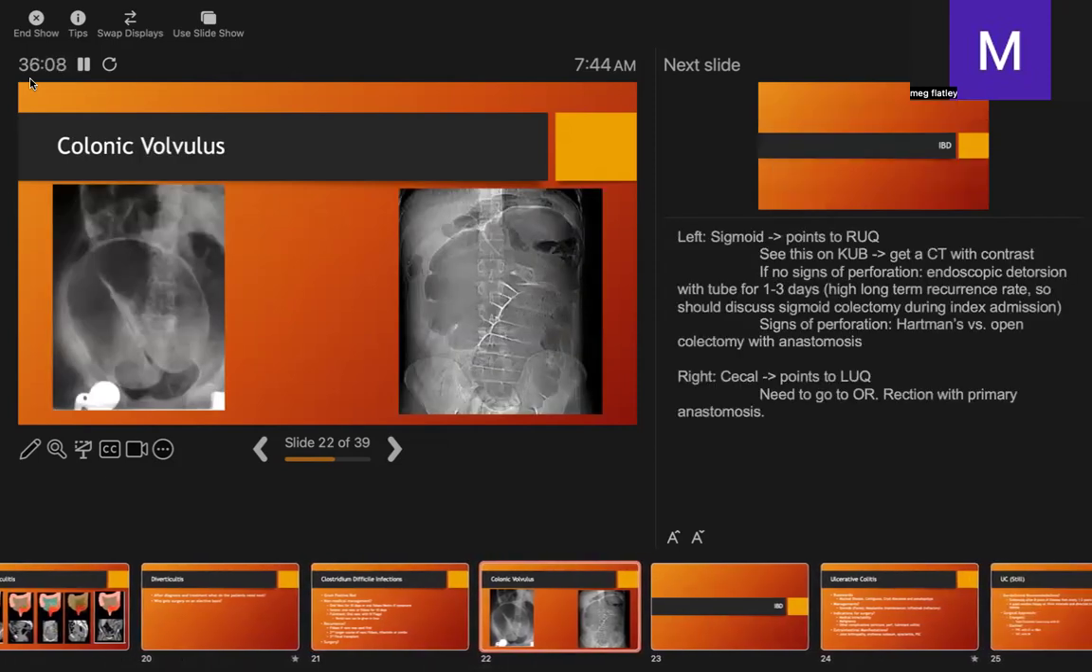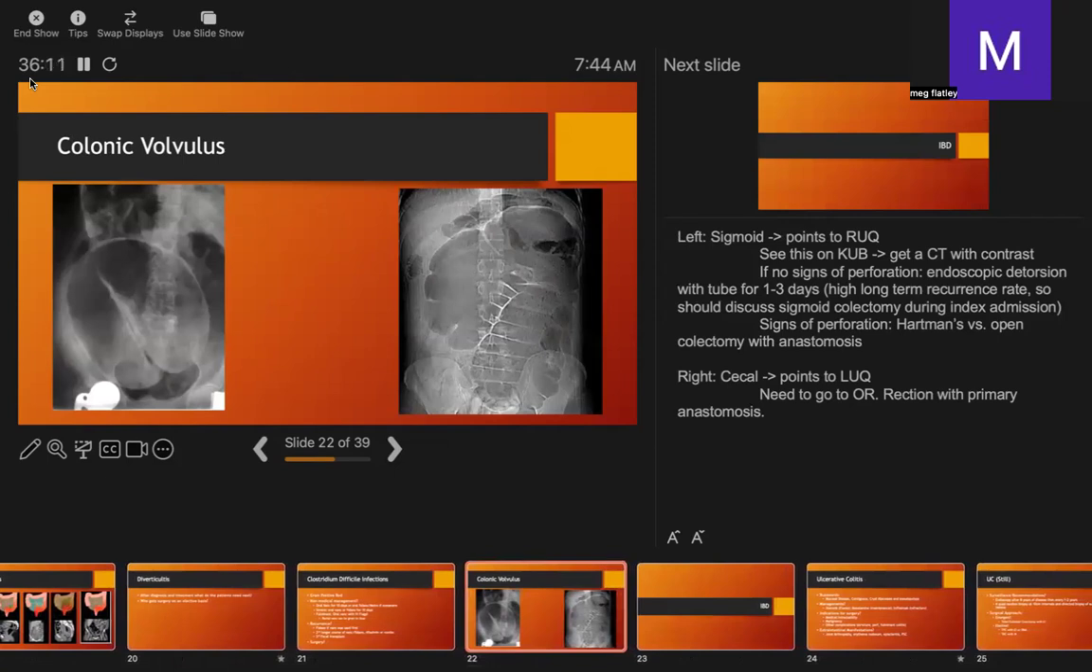All right. Colonic volvulus. Colonic volvuli. What is this one? What part of the colon is volvulized here? Great. Chris, how do you know that this is the sigmoid that's volvulized? Because it points to the opposite end of the pelvis. Right, it points to the right upper quadrant, right? So this is sigmoid. What about there?